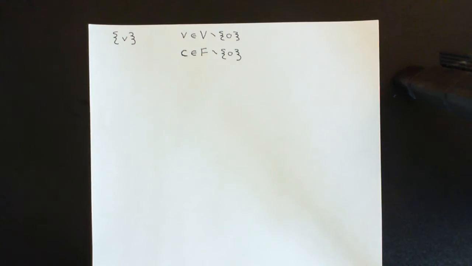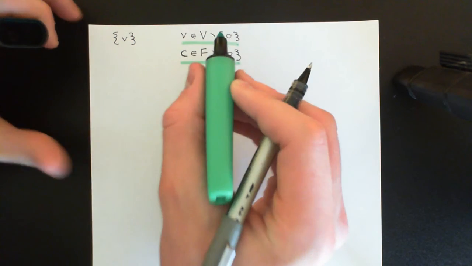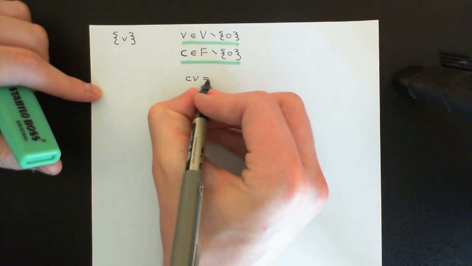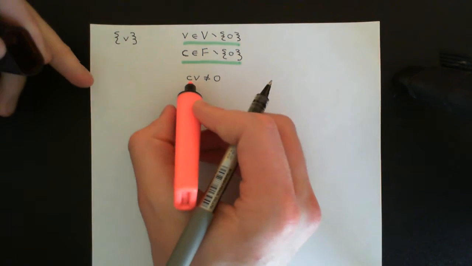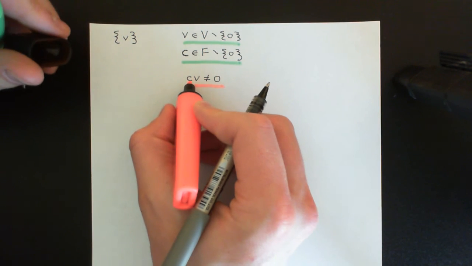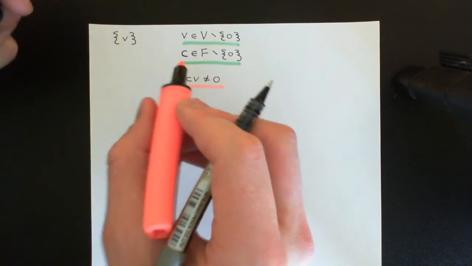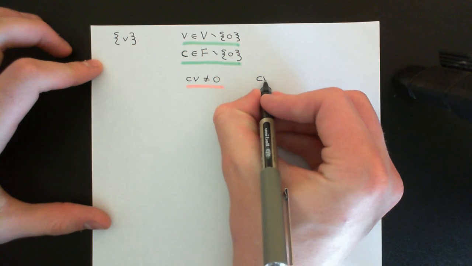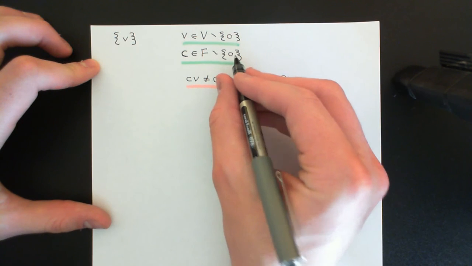Like so. Right, so what we now want to prove is that C times this vector V is not equal to the zero vector. Now the way we're going to do that is proof by contradiction. We're going to assume that we can multiply our non-zero vector by a non-zero scalar and get the zero vector, and we'll arrive at a contradiction. So let's assume that CV is equal to 0 for some element C of the field that is not 0.